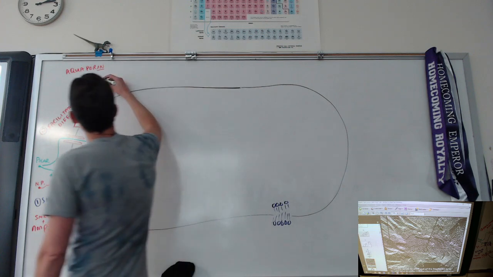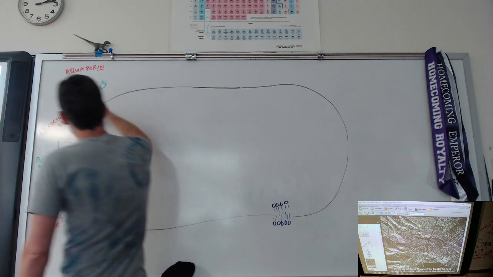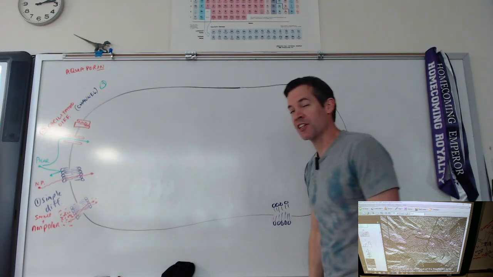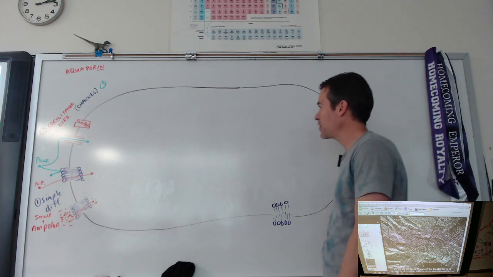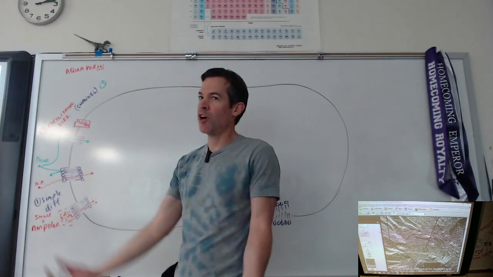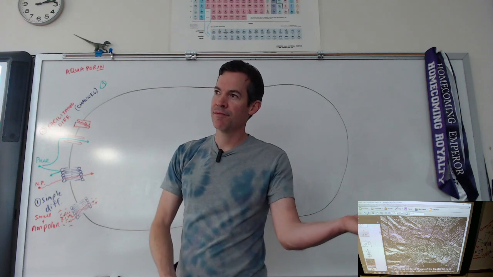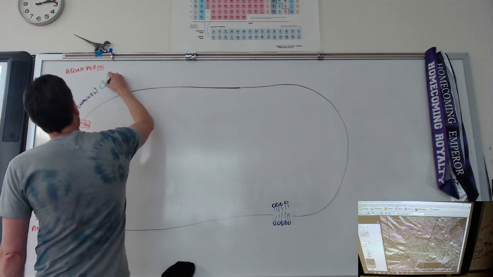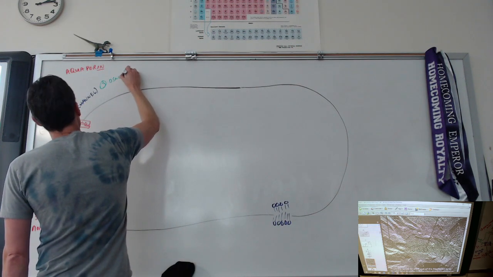Somebody decided that if water is going through a water channel, it should get its own special name. We don't just call it facilitated diffusion of water. What do we call it when water moves from high to low? Osmosis. Why does it get its own name? I don't know.